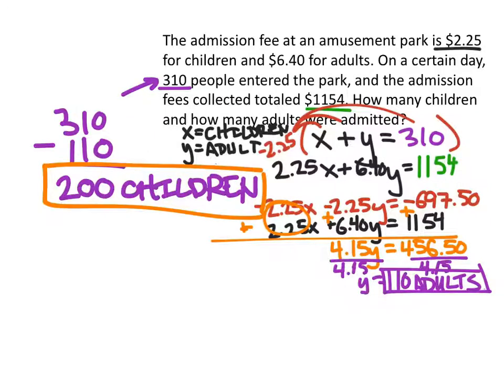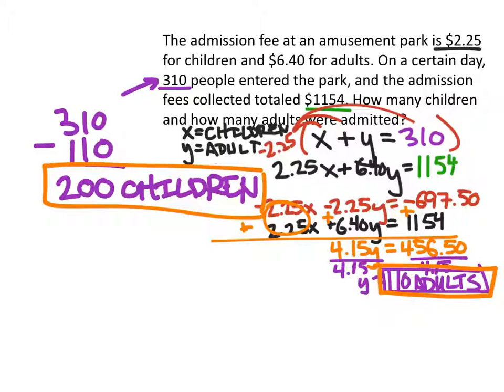So just to check on this, right? It needs to equal 310 people, and 200 plus 110, that's a pretty easy calculation. It's 310 people, right? I'll use a different color on that. But what about the cost? Well, it's $2.25 for children, and there was 200. So 225 times 200 plus the $6.40 for the adults. So 640 times 110 adults, and yeah, that comes out on my calculator as 1,154.